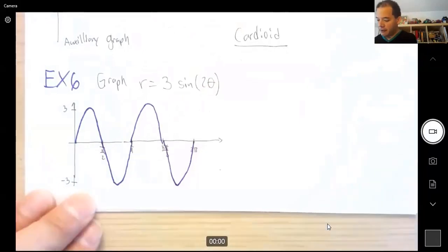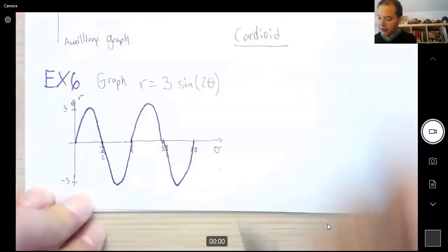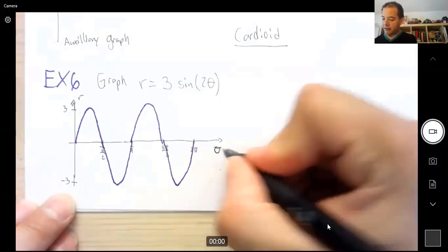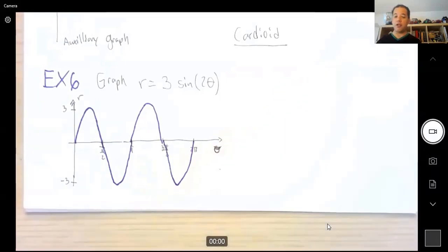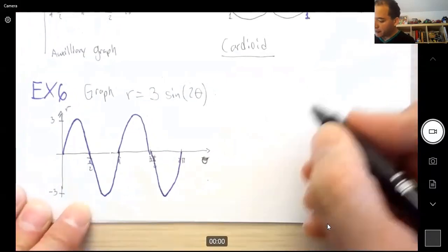If we go theta over here and r over here, regular rectangular graph. And this is the one we're going to use as our helping tool, right? Now let's see if we can draw the polar graph right here in this corner. So we'll start right here.